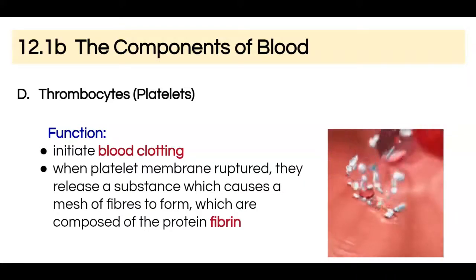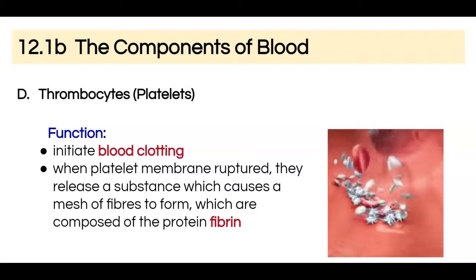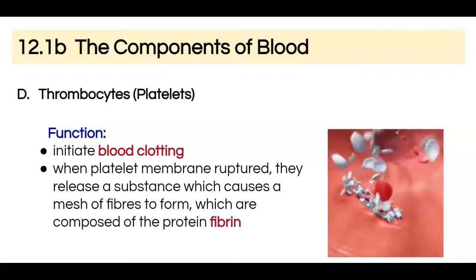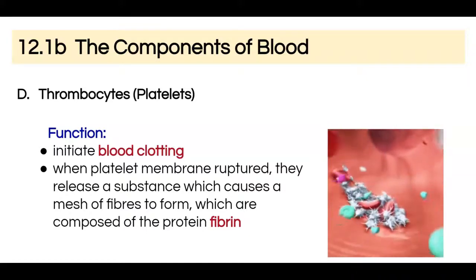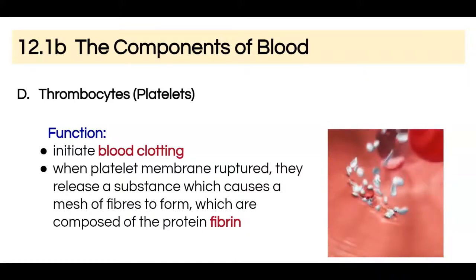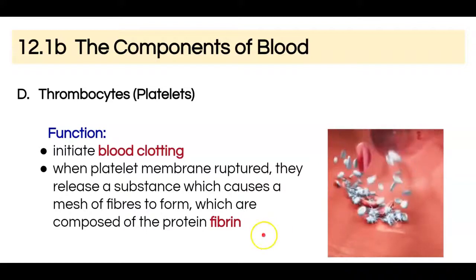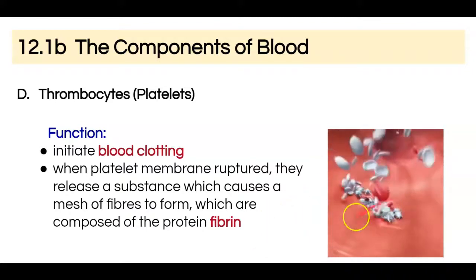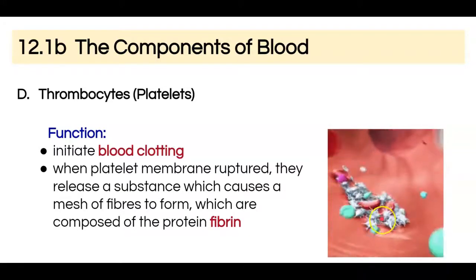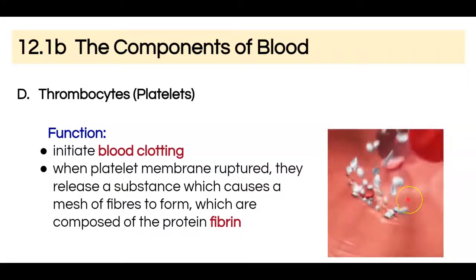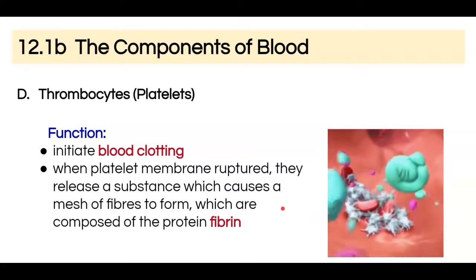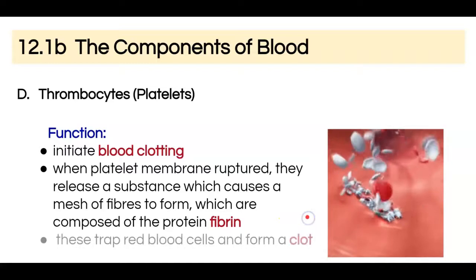When a platelet membrane is ruptured, it releases this substance that causes, it's like Spider-Man almost, this mesh of fibers to form. And those fibers are comprised of fibrin. And what those fibers do is create a mesh around the wound and trap the other larger cells, specifically red blood cells, from being able to move anywhere, and that creates that clot.